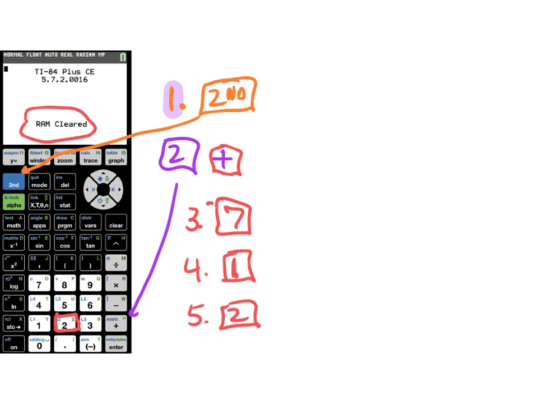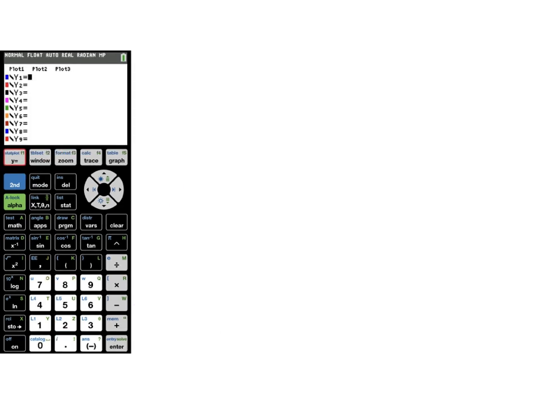You'll get this message on the TI-84. On some calculators it won't say anything, it'll just clear the RAM. So we clear the RAM, and all the settings are back to normal.